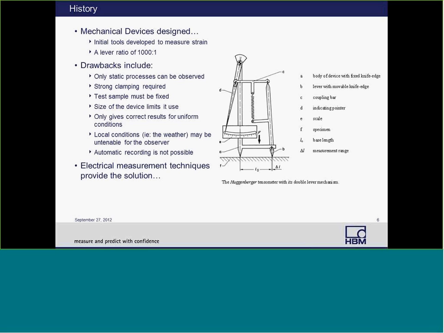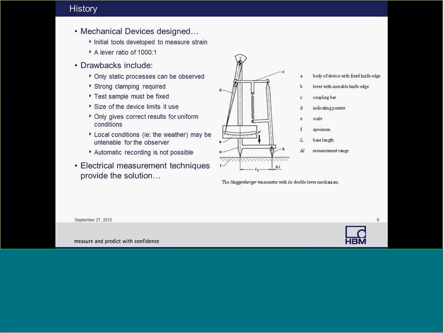From the time of Robert Hooke, mechanical devices were used. The initial tools to develop and measure strain were a lever device with a ratio of 1,000 to 1. So this diagram on the right shows an early tensometer with a double lever mechanism. The body of the device had a fixed knife edge that was put into the material, and then we had a lever with a movable knife edge. It provided a coupling bar and then an indicator and a scale.